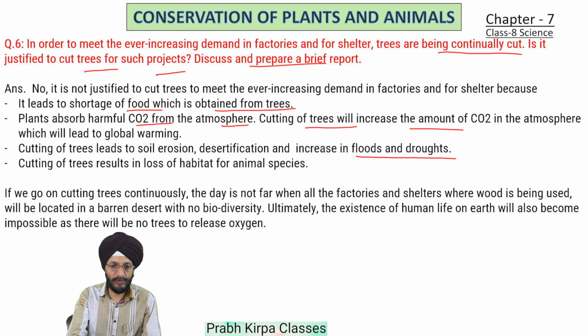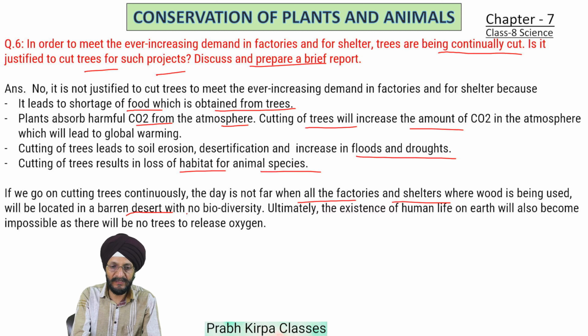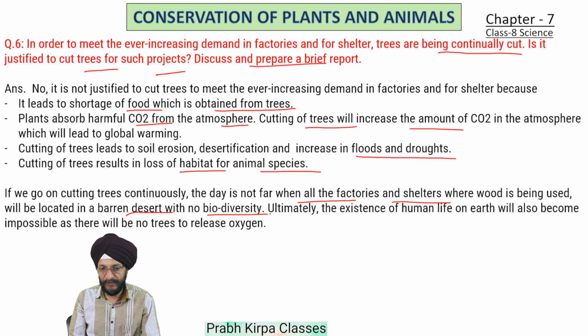If we go on cutting trees continuously, the day is not far when all the factories and shelters where the wood is being used will be located in a barren desert with no biodiversity. Ultimately, the existence of human life on earth will also become impossible as there will be no trees to release oxygen.